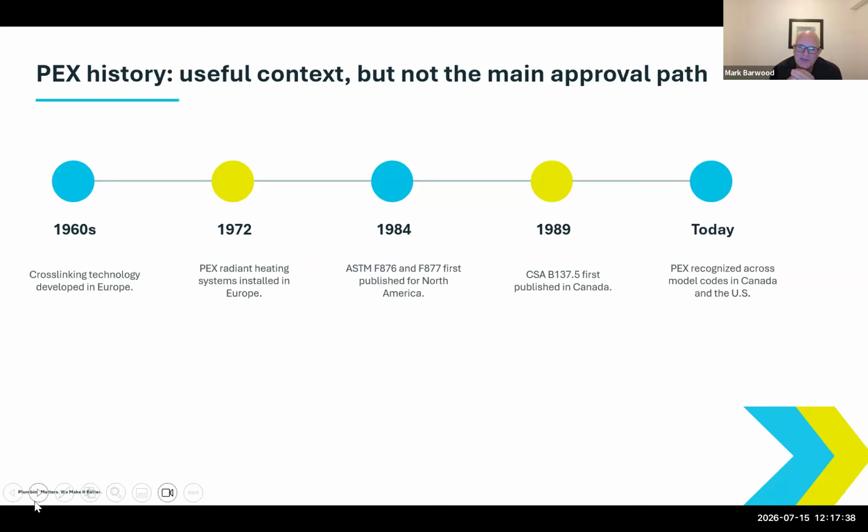And I think, like with a lot of things in plumbing, North America is always a couple of years behind Europe. It seems like Europe is always on the cutting edge of technology, and North America lags behind. That's my personal feeling. Around 1984, they wrote the ASTM F876 and F877 standards, and they were published in North America. In 1989, CSA B137.5 was first published in Canada. And today, PEX is widely used.